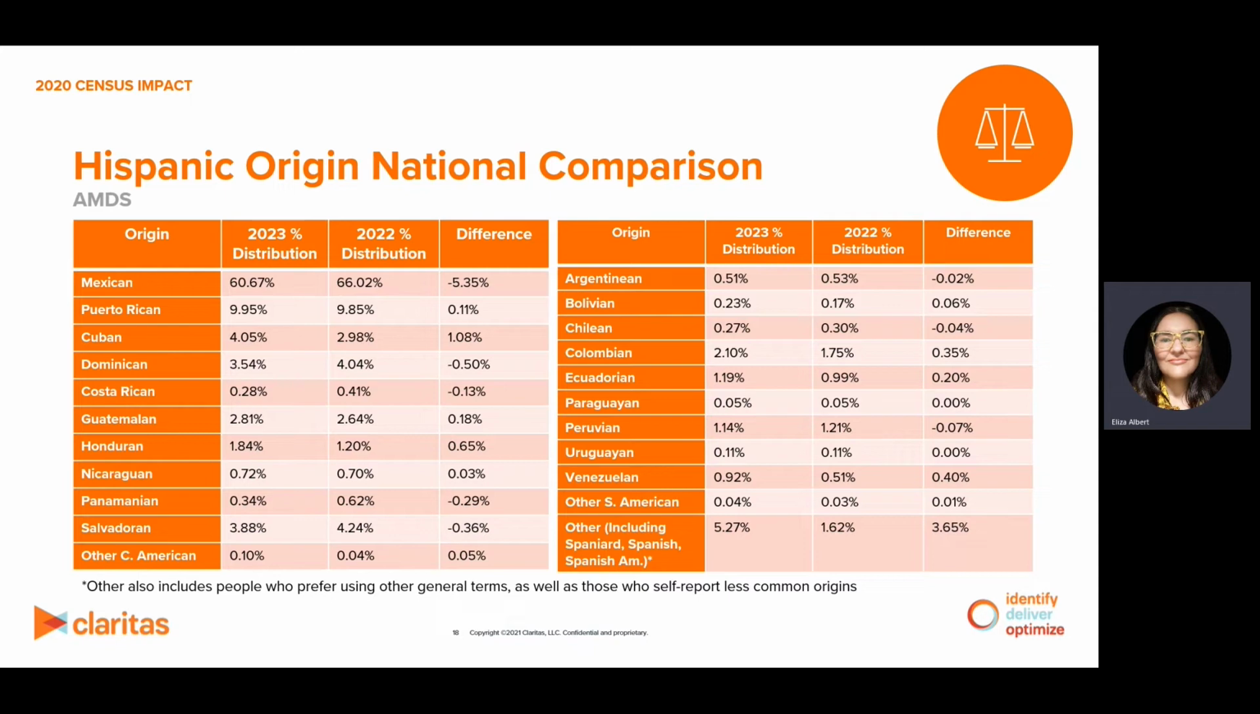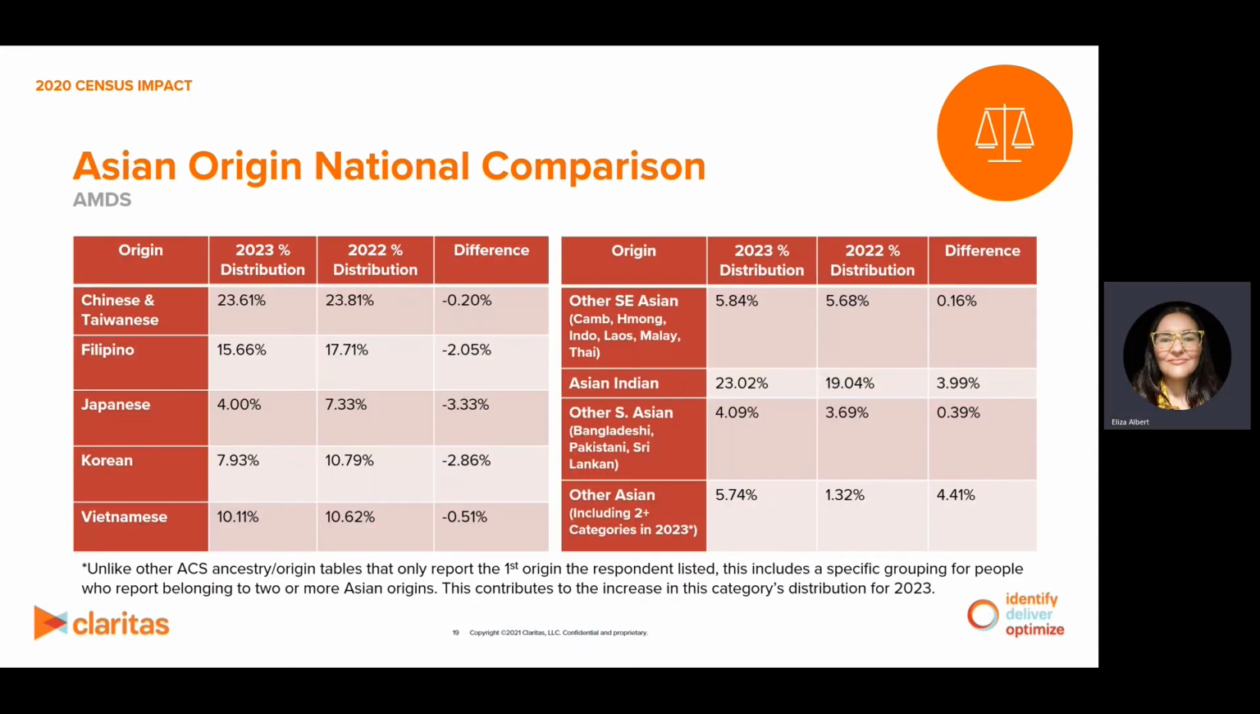Now, let's take a look at the Asian origin national comparison for AMDS. So what I want to point out here is you'll see the other Asian category says that it now is including 2+ categories in 2023. And this is because unlike other ACS ancestry and origin tables that only report the first origin the respondent listed, this table includes a specific grouping for people who report belonging to 2 or more Asian origins. So this contributes to the increase in this category's distribution for 2023.